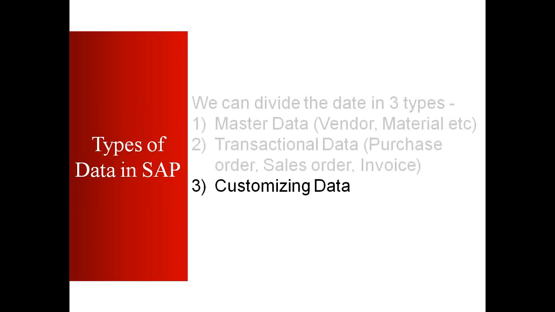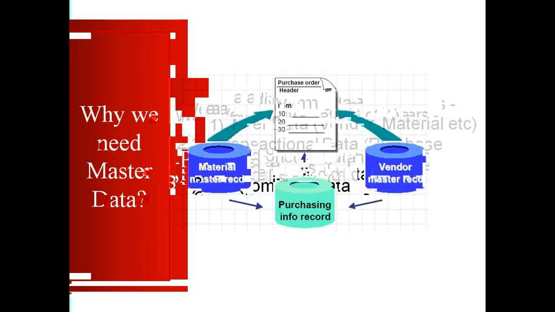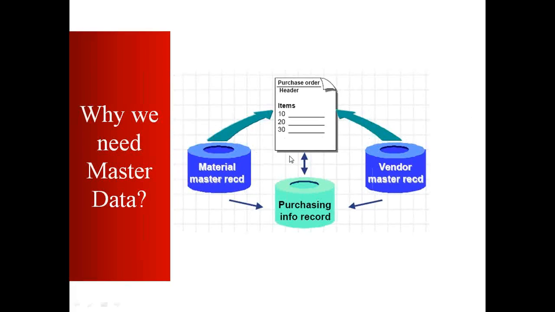So what is the significance of master data? Why do we need master data? Before we start learning, we need to understand why we need master data. Basically we need master data so that whenever you create a transaction, you don't need to enter the main data again and again. For example, whenever you create a purchase order, you just enter the vendor number. The system can pull out the information from the vendor master record. So let's see this practically.